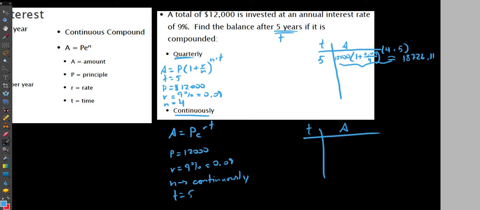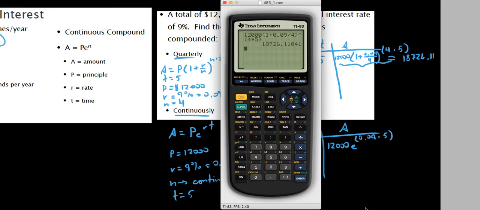We're going to say time and amount, but this time when we put in 5, I have to say, well, I started with $12,000, and this is times e to the rate, so the rate is 0.09 times the time, which is 5. This is a little bit easier to type into our calculators this time.